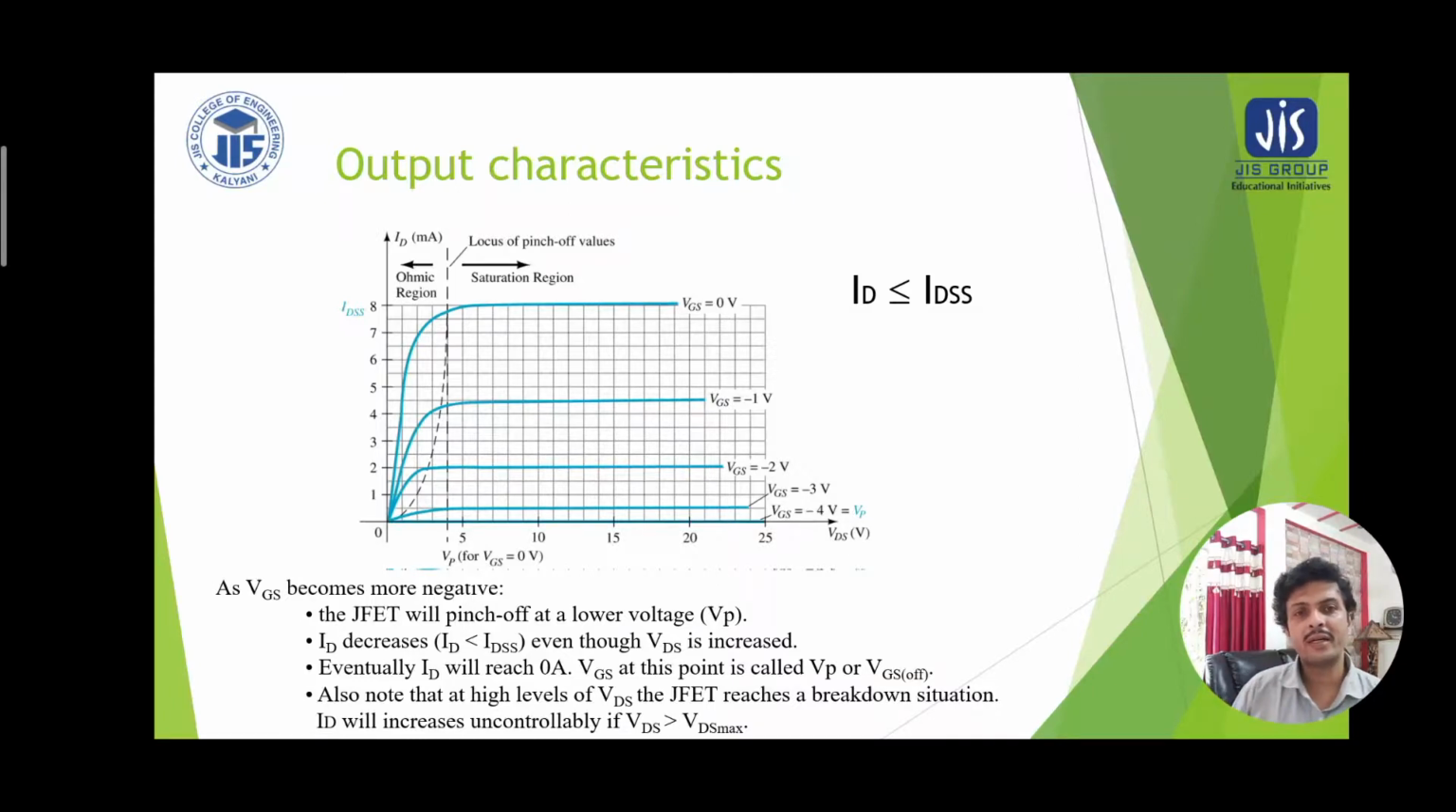ID will increase uncontrollably if VDS is more than VDS max.